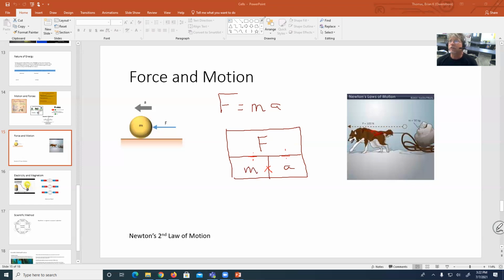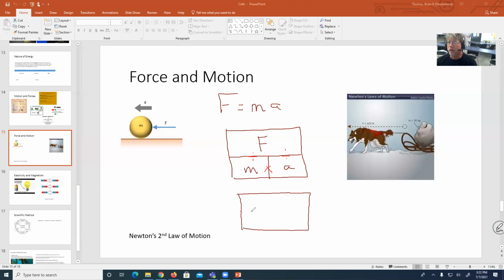So on the GED test, you may be given a problem where they may give you the force. So the force is 100 newtons. This dog is giving a force of 100 newtons, and it's setting in motion this 50 kilogram sled. And what we're able to determine in this problem is the acceleration. So you may be asked to figure out the acceleration if you know the force in newtons and the mass in kilograms. Remember, mass has to be in kilograms.